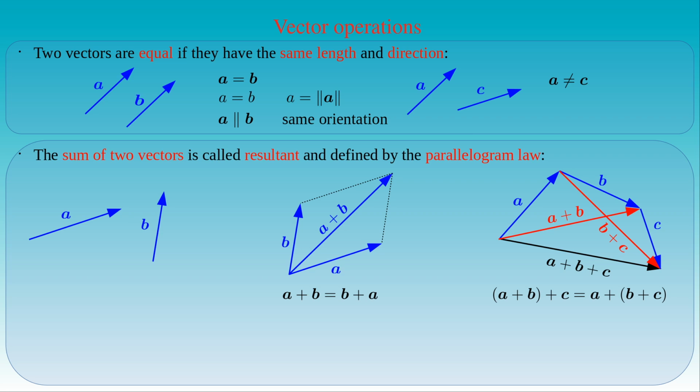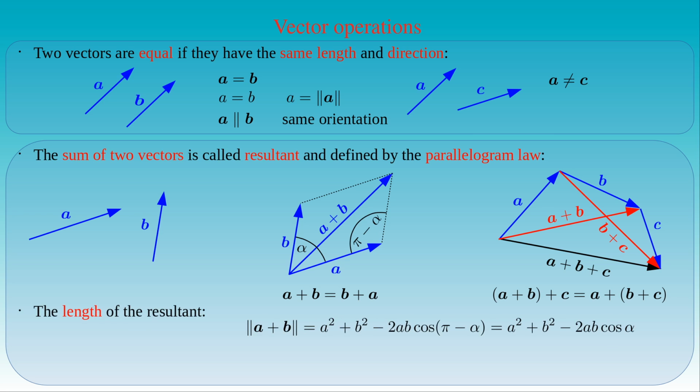If we denote the angle between the vectors A and B with alpha in the parallelogram, we can write that the angle at the head of the vector A is equal to pi minus alpha. Then we can determine the length of the resultant A plus B by using the cosine theorem, which gives A squared plus B squared, minus 2AB times cosine pi minus alpha.